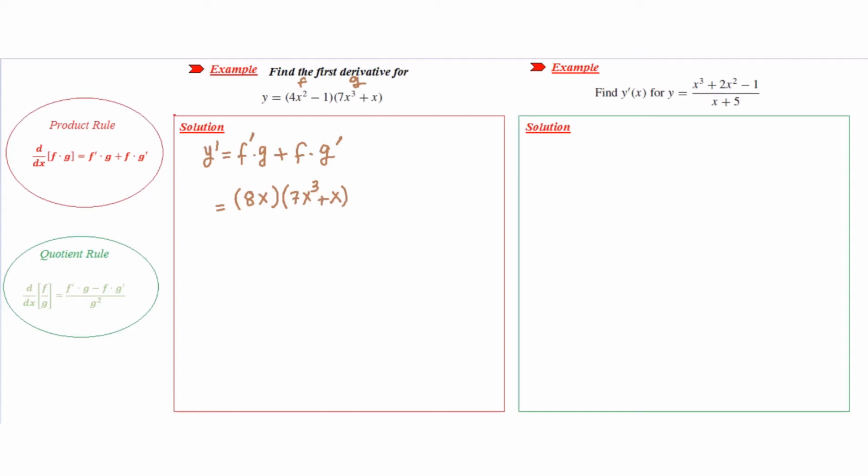Then you have to complete plus f times g prime. F is the same function without any derivative, 4x squared minus 1, multiplied by the derivative of g, and the derivative of g is 21x squared plus 1.